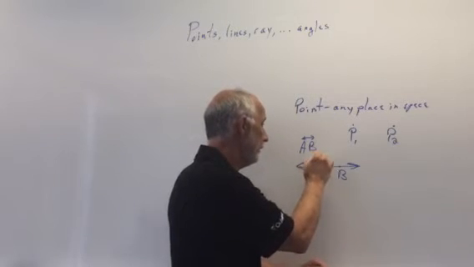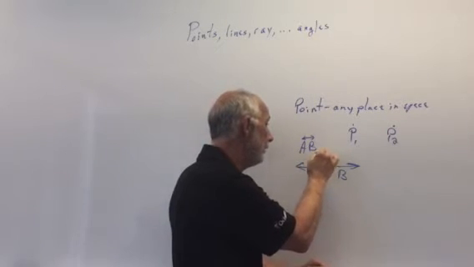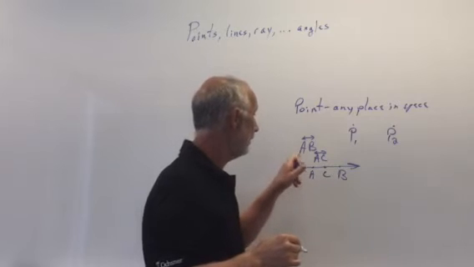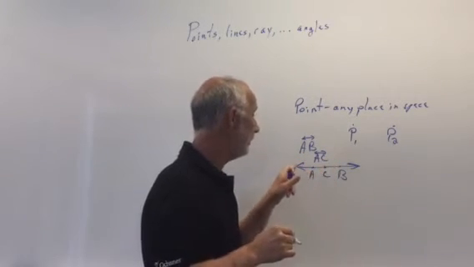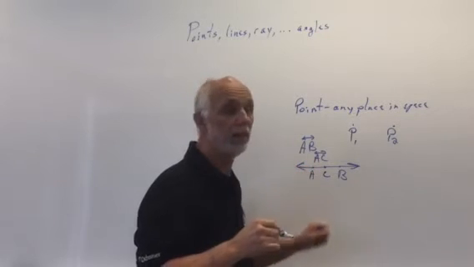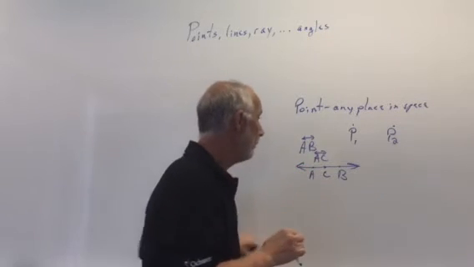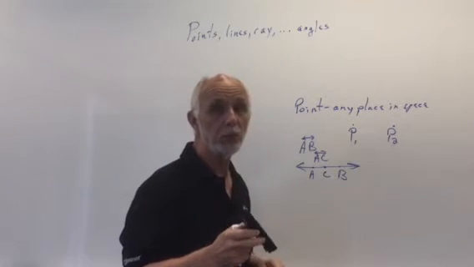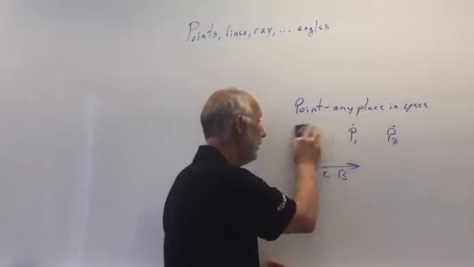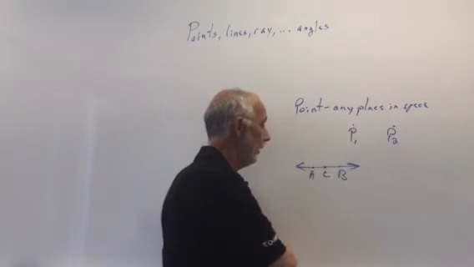You could actually name it line AC. It would be the exact same line, because the exact same set of points that goes straight forever through A and B is the same set of points that goes straight through A and C. But again, you never name a line with 3 points, only with 2. But the key thing is it goes forever in both directions.